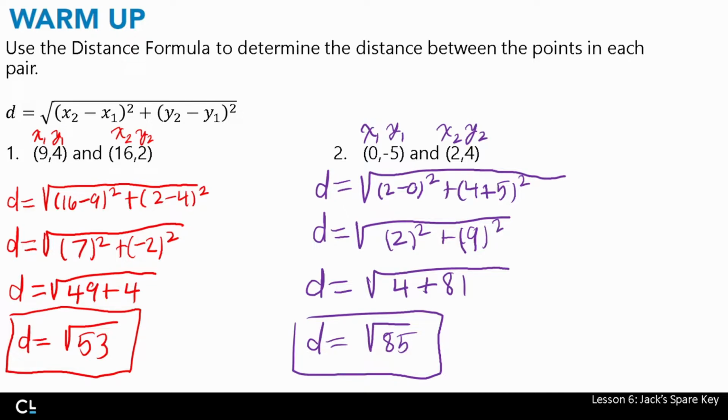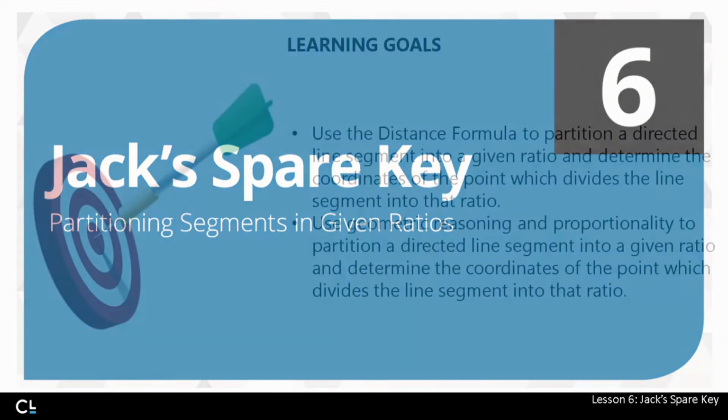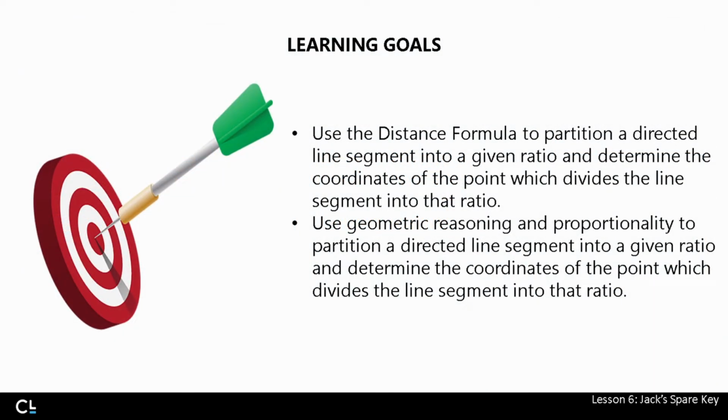We're going to be using our distance formula a little bit here and there to have ideas for things. So our lesson for today is called Jack's spare key. And we're talking about partitioning segments in given ratios. So how to cut line segments up, mostly on our coordinate plane. That's what we're going to be talking about today. We're going to use the distance formula to partition a directed line segment into a given ratio, determining the coordinates of the point which divides the line segment in that ratio.